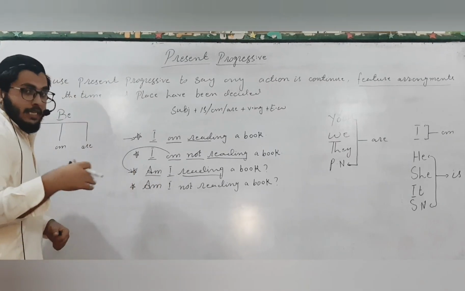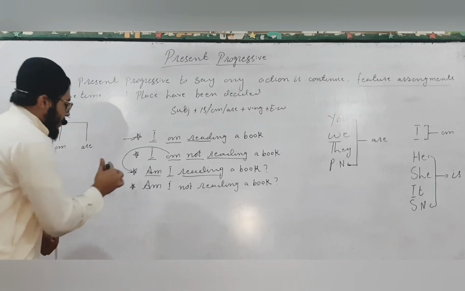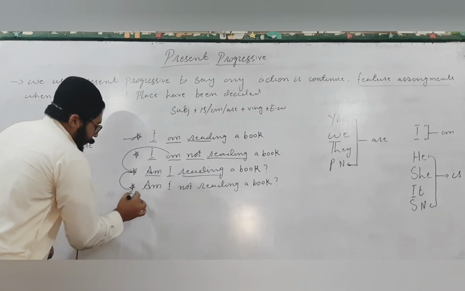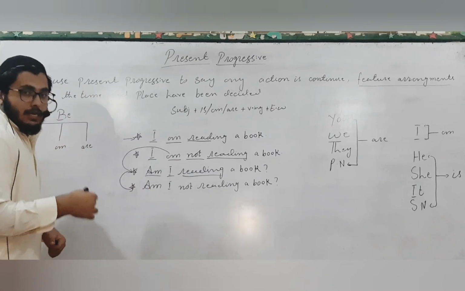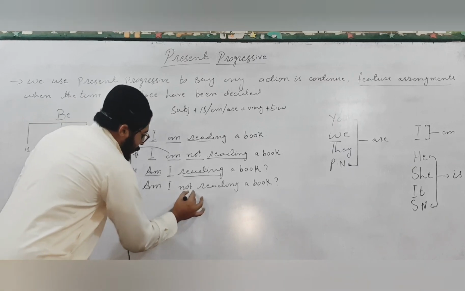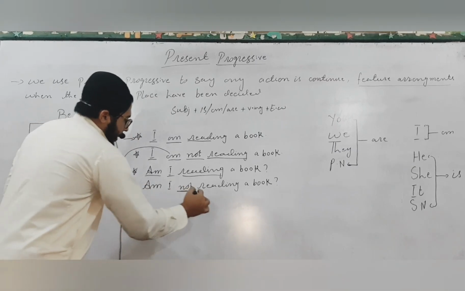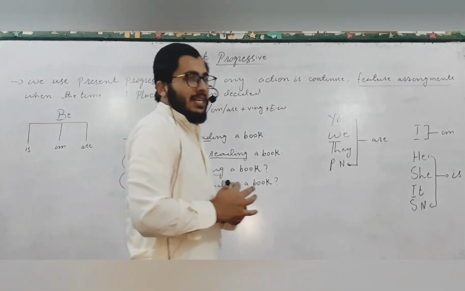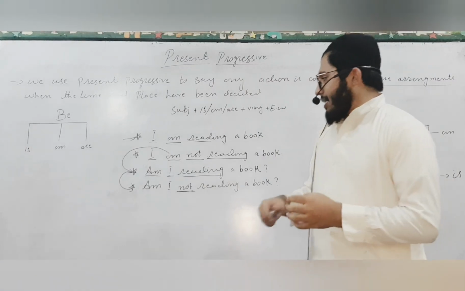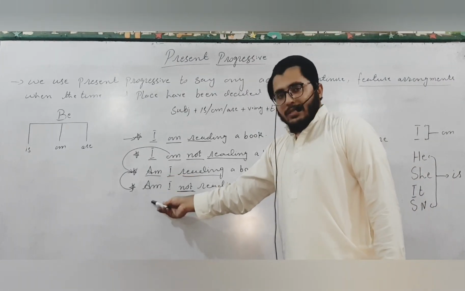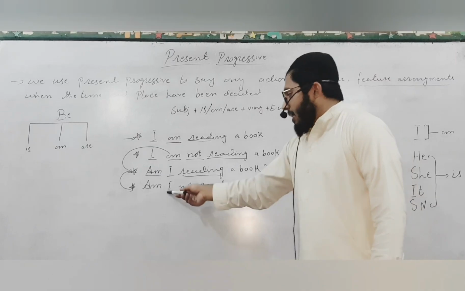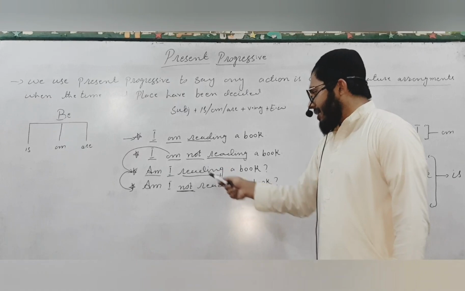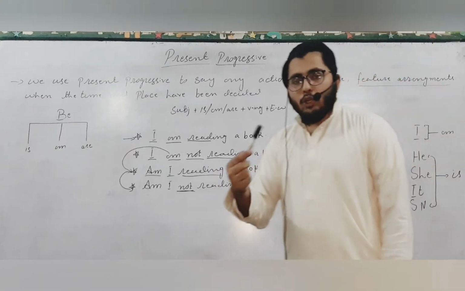And now how to make an interrogative negative sentence. We will pick the auxiliary verb am and use it before the subject, and after the subject we will just use not. Am I not reading a book? So we can make an interrogative negative sentence, because we have used an auxiliary verb before the subject, and after the subject we just have to use not, and then the same word, reading, and then a book.